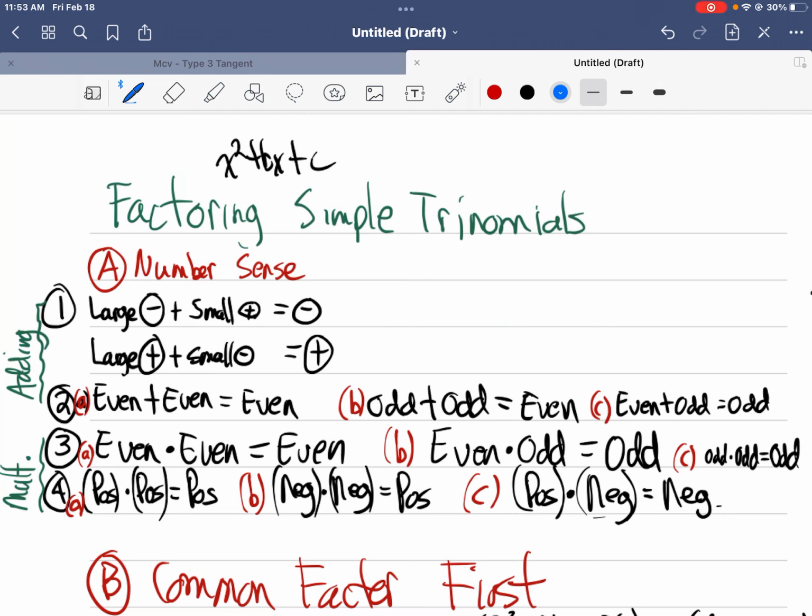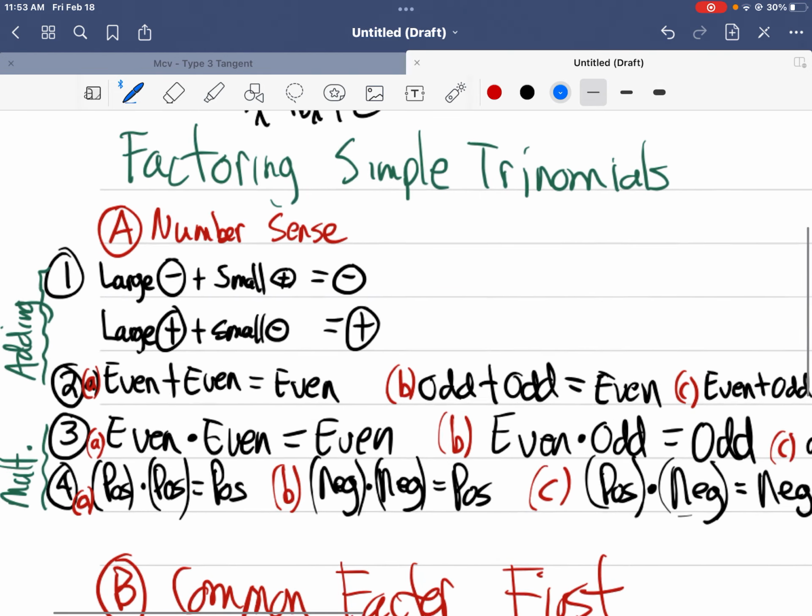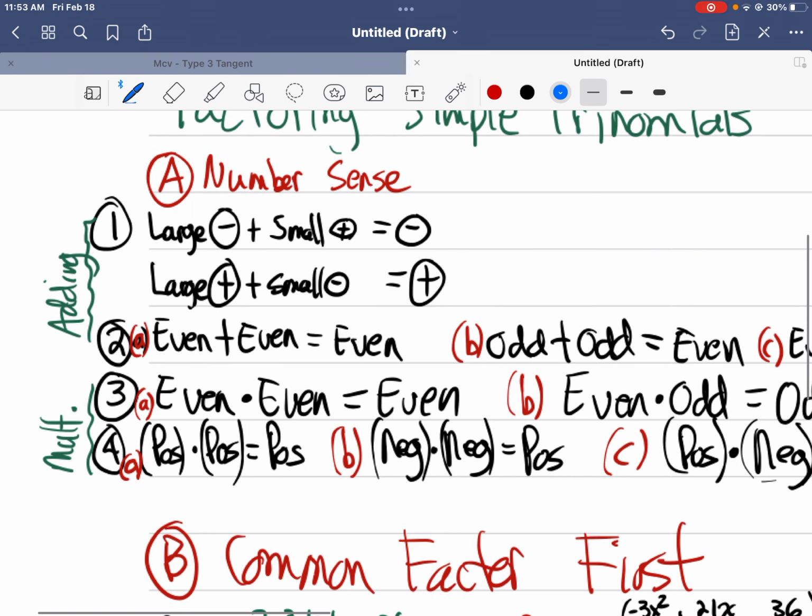I'm going to do a quick review of factoring trinomials. We'll start with some simple trinomials, stuff that you've been doing since grade 10. I just want to go over some basic number sense, because these are things that you can do when you're factoring that will really speed up the process, okay?